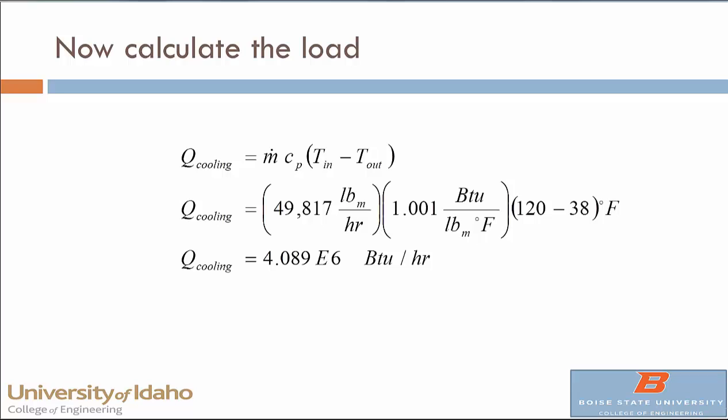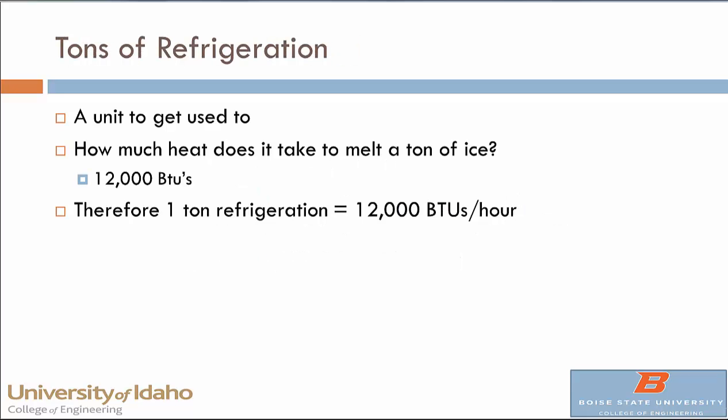One of the things I want to point out from this is that in industrial settings, a BTU is a pretty small unit. So it's not that hard to get into millions of BTUs. So how do we get from about 4 million BTUs per hour to tons of refrigeration?